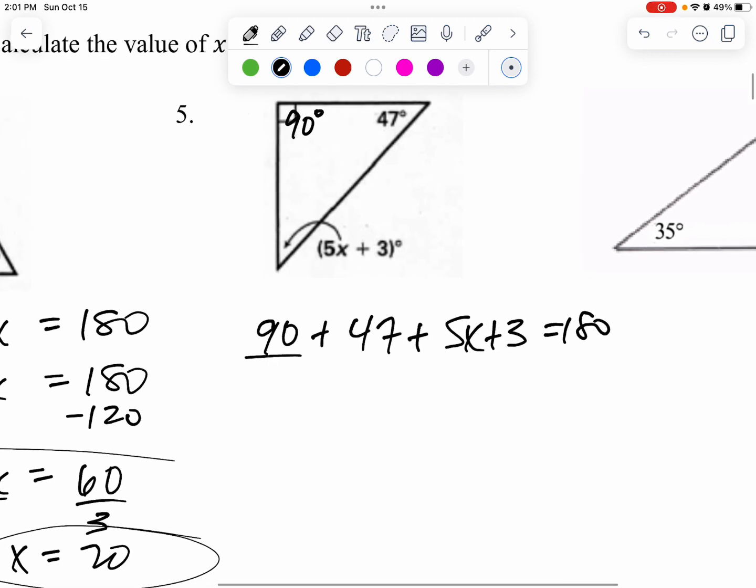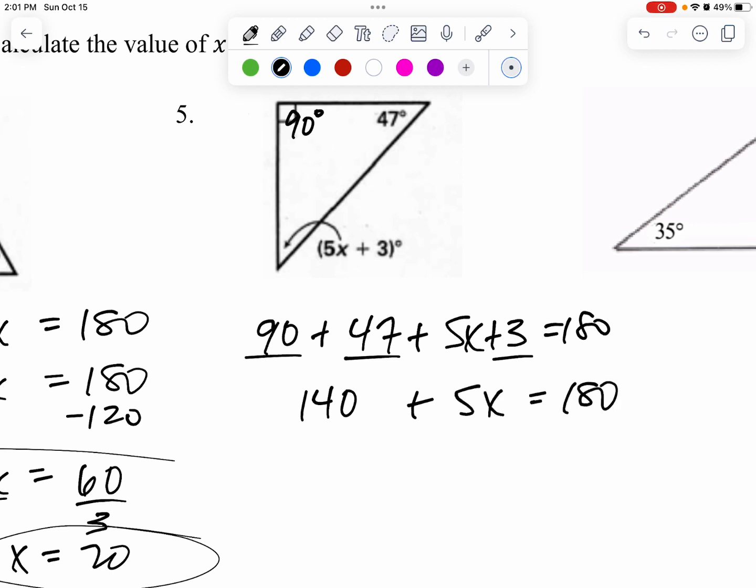I have some like terms I can combine. I can combine 90 and 47 and 3. Let's see, what would that be? 140. You can check me with your calculator if you want to. Okay, so I've got 140 degrees. Where did that come from? I took 90 and 47 and 3 and added them together. 47 and 3 is 50, plus 90 is 140. And then don't forget about this 5x. That's still hanging out there.